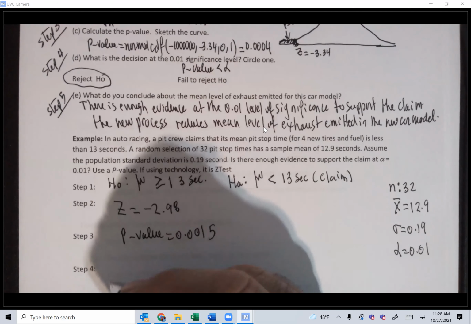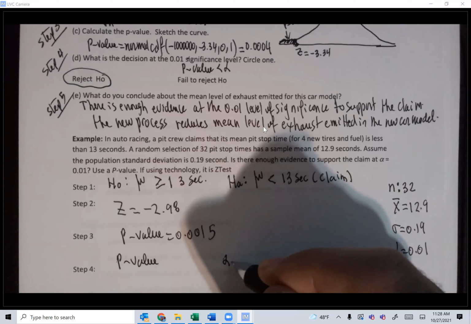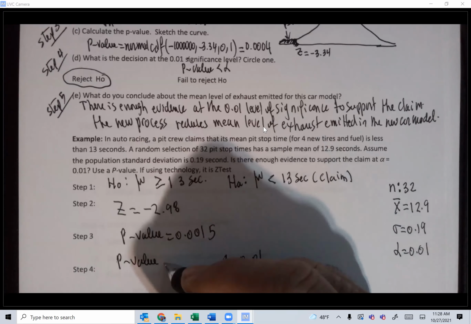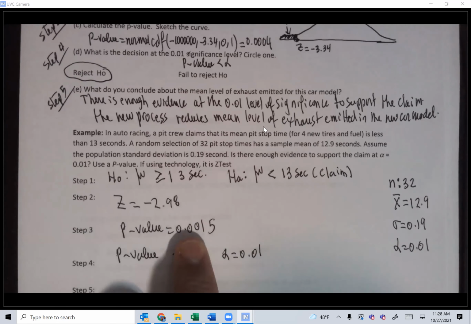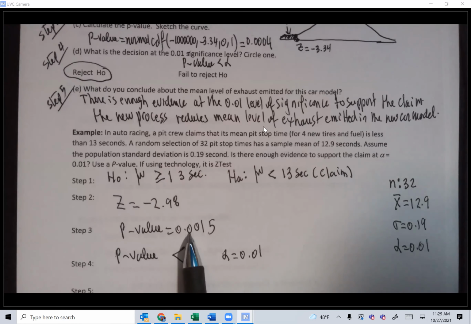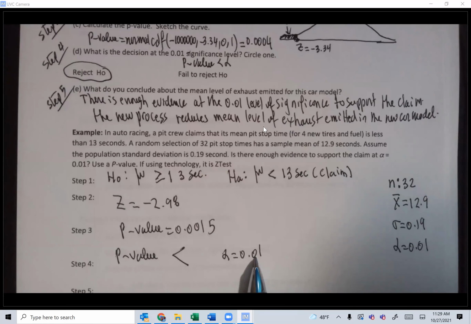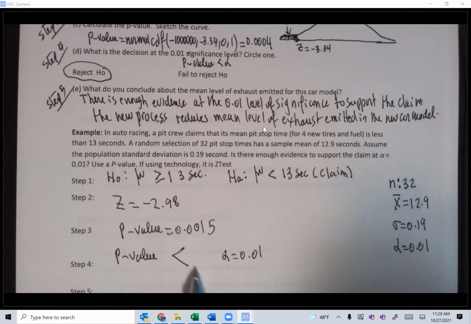And now, p-value and alpha, let's compare them. Alpha, guys, is 0.01. Do you guys agree with me that the p-value is less than alpha? 0.0015. How do you compare, guys? Here's how I compare in algebra. 0, 0, they're the same. 0, 0, they're the same. Third one is 0, third one is 1. 0 is less than 1. That means it is less. So p-value is less than alpha.